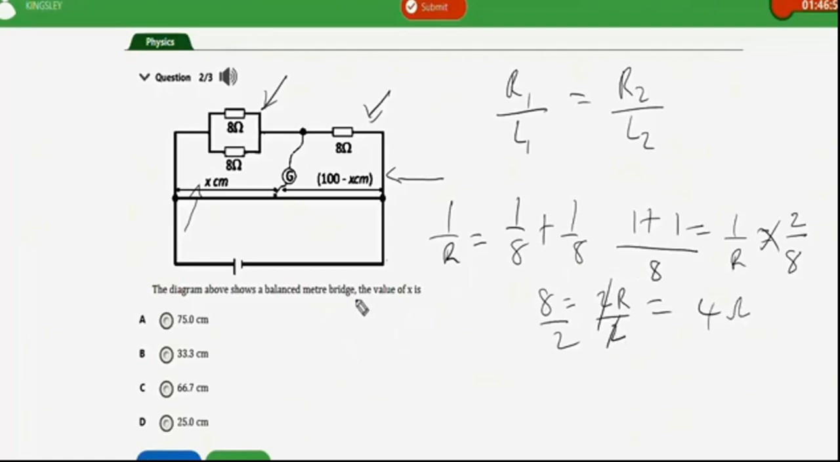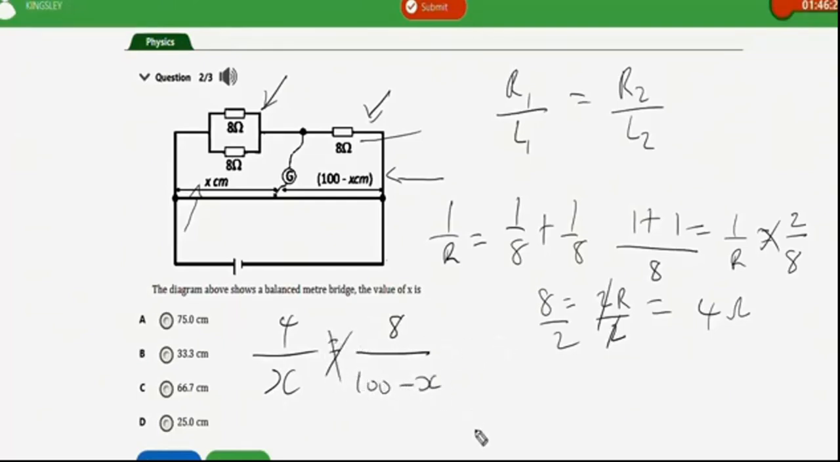So at this juncture, let's plug it in the formula. We're going to have 4 over our L1, which is unknown, let's call it X, equals our R2, which is 8 ohms. I've already showed you guys the one at the right, this one, is 8 ohms over, now the second length we have it to be 100 minus X. Okay, so you cross multiply.